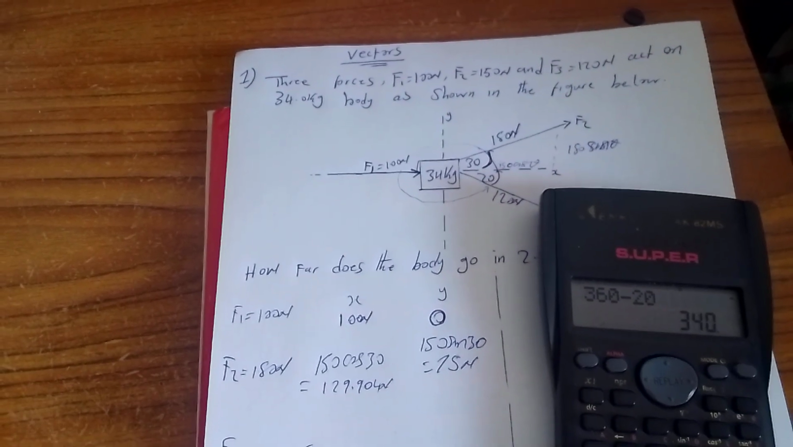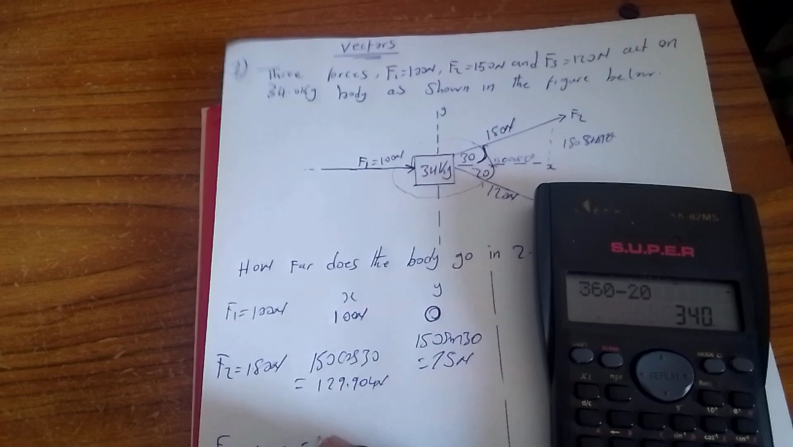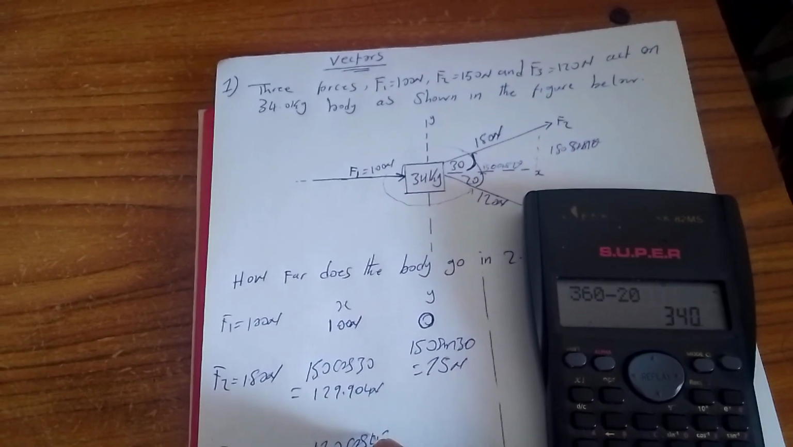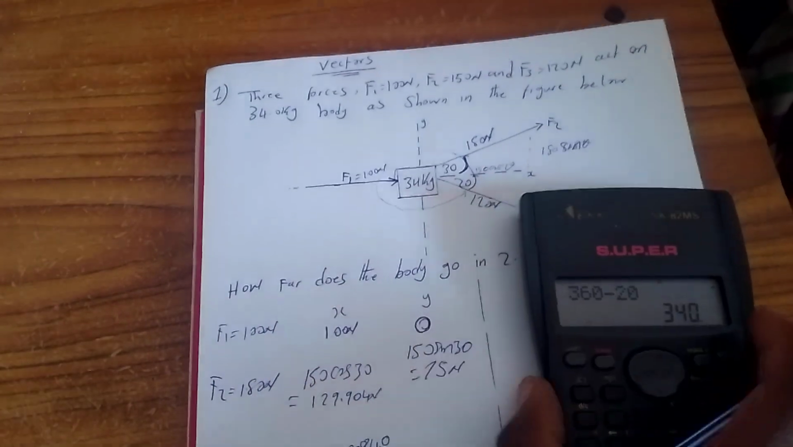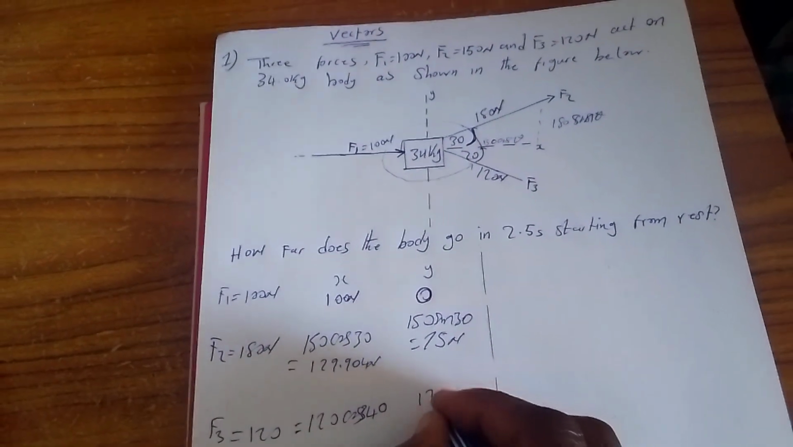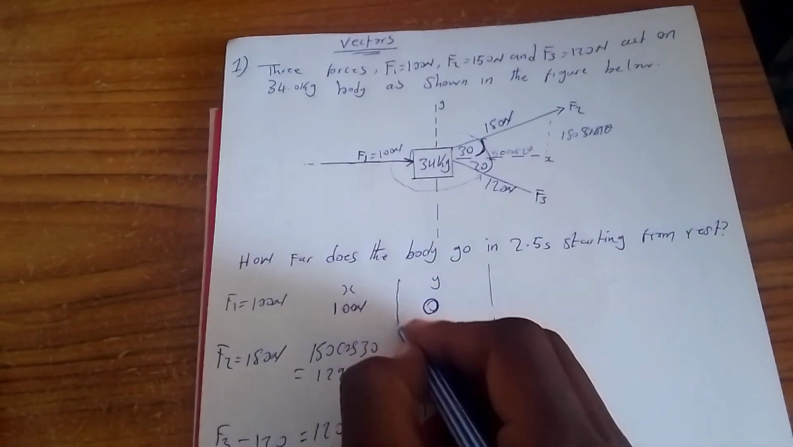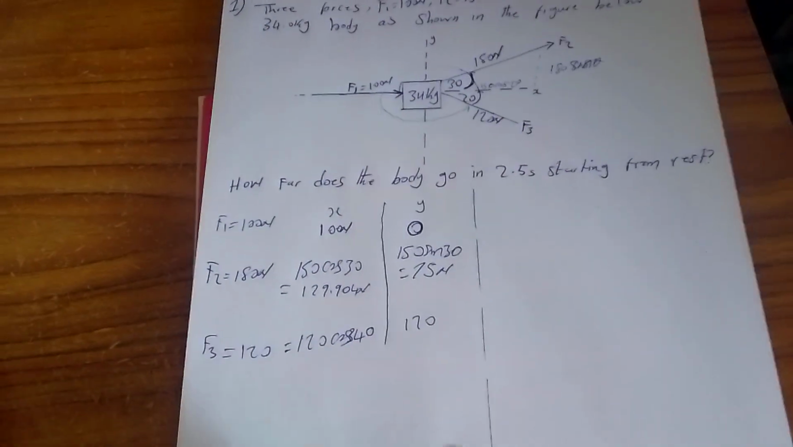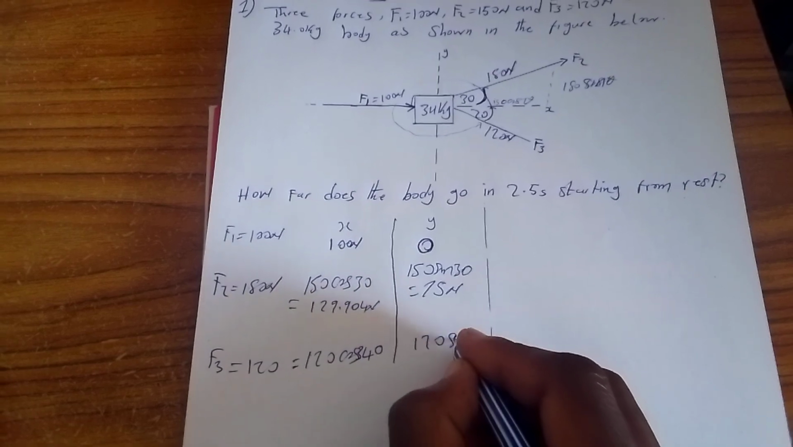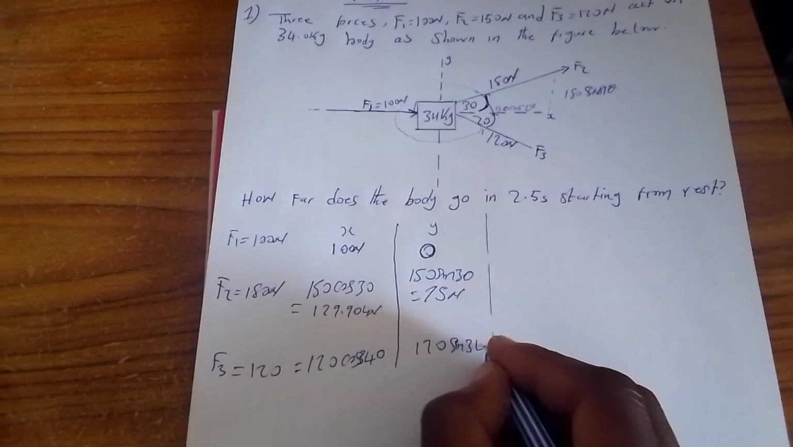That is the angle that we are considering. So again, here we can say 120 cos 340, and 120 for the y. Maybe let me just put a demarcation here. 120 sine what? Sine 340.